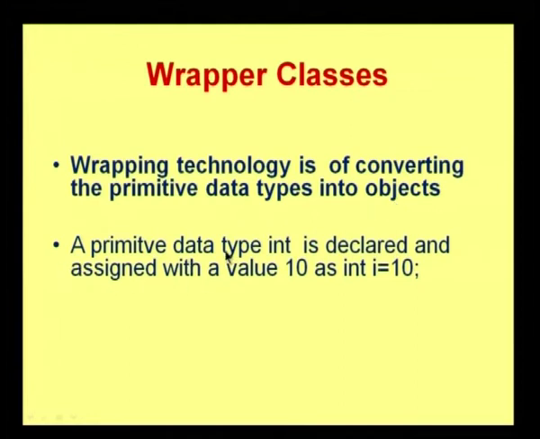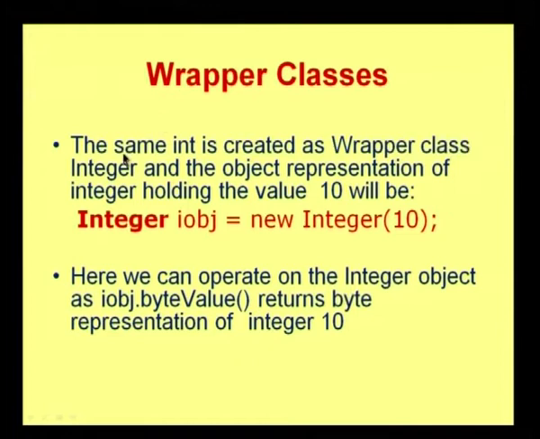A primitive data type int is declared and assigned a value of 10 using the syntax int i = 10. Here you can see that the same int is created as a wrapper class Integer, and the object representation of Integer holding the value 10 is like creating your Integer object: Integer iobj = new Integer(10). Here we can operate on the Integer object, as iobj.byteValue returns the byte representation of the integer 10.